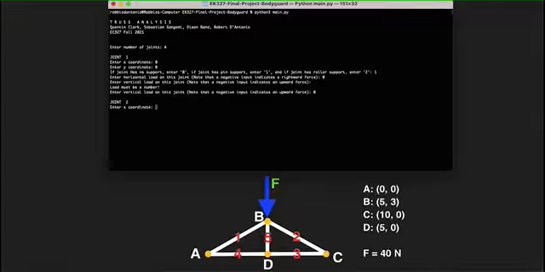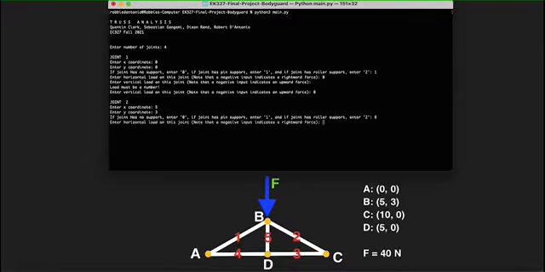At joint 2, which is going to be B, this is going to be at 5 and 3. This has no support, so it's going to be 0. It's going to have no horizontal load, and it's going to have a vertical load of 40 newtons. So we're going to input that.